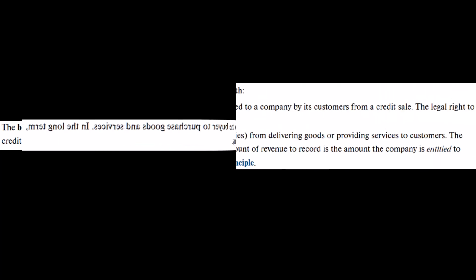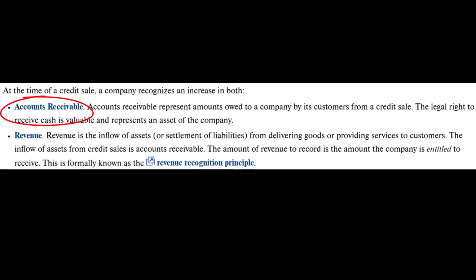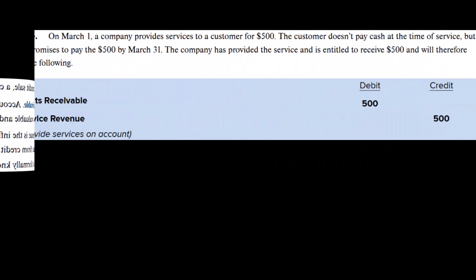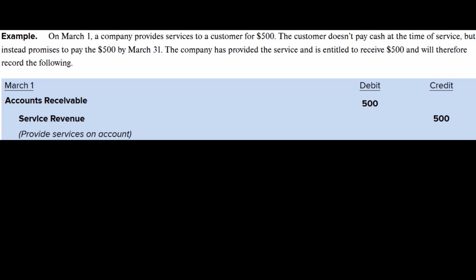This creates a new asset for the seller called accounts receivable, which represents the amount owed to the company by its customers. Let's look at a basic example from FYI. On the 1st of March, FYI provides services for $500 on account. The company has earned the revenue and is entitled to receive the $500, so we must record the transaction now. The journal entry is a debit to accounts receivable for $500, which increases this asset account. We then credit service revenue for $500, which recognizes the revenue earned.